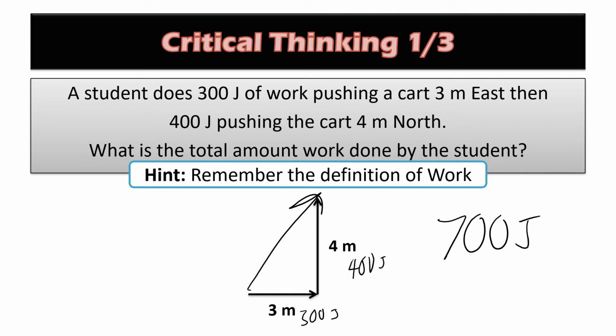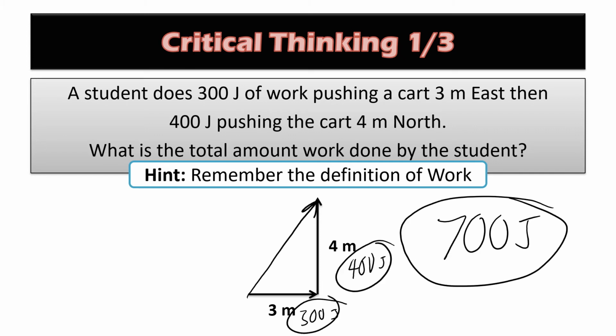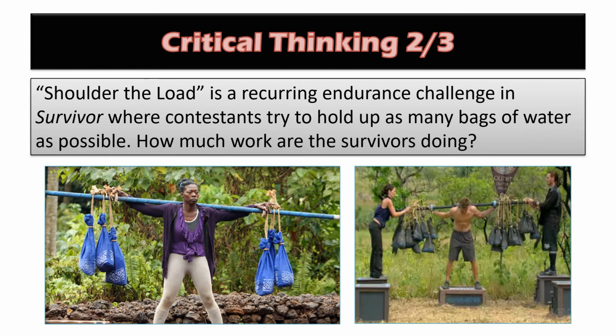Like this right here, I don't want to see that for the total work. There is a time and a place for adding vectors like that, but finding the total work done is not one of them. If you wanted to say, oh, my actual displacement was 5 meters, that's fine. But no, you did 300 joules and then you did 400 joules and you get credit for doing all that work. Okay, cool. Critical thinking, 2 out of 3.